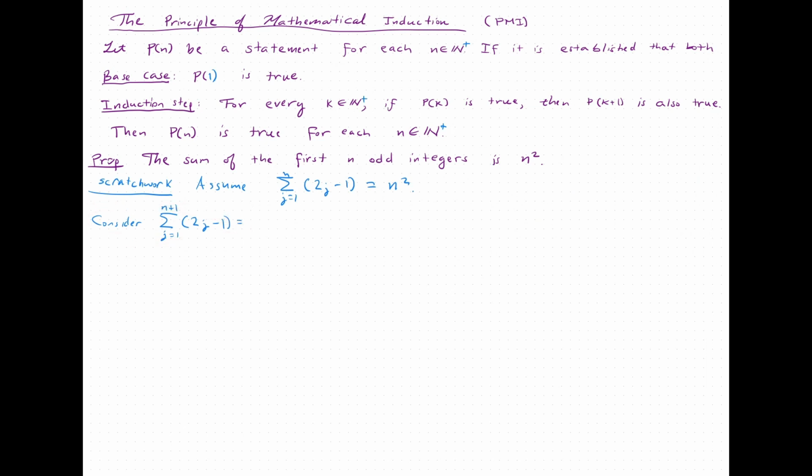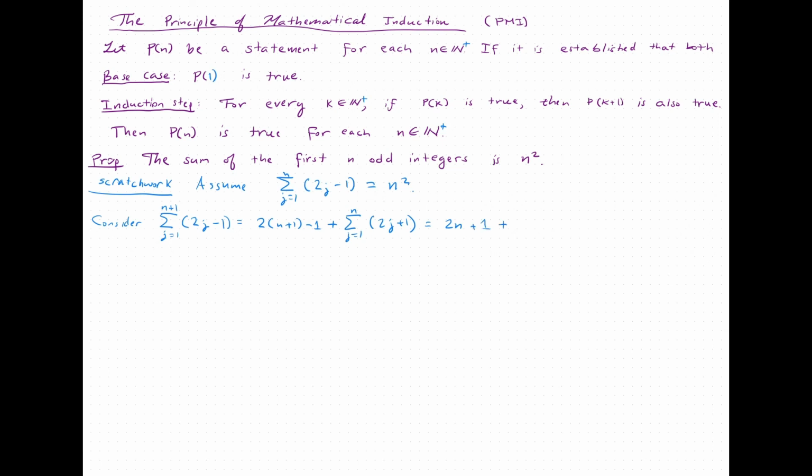So if we evaluate this, we get back 2 times n plus 1, we're plugging n plus 1 into the sum, minus 1, plus the sum from j equals 1, but now we're going only to n since we already evaluated at n plus 1, of 2j minus 1. So now this becomes 2n plus 2 minus 1, so this is this part over here, and so that's just going to become 2n plus 1.